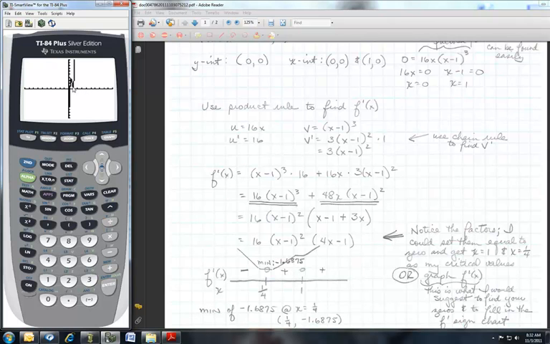Alright, since this is within plus or minus 4 of the origin, usually I do a zoom decimal, and that gets me in a little bit closer. Alright, it hits here. Let's go find our 0. So second calc, number 2. It asked me for the left, so since I'm after that one, I'm going to put an x value to the left of that. So I'm going to type in -1, hit enter.